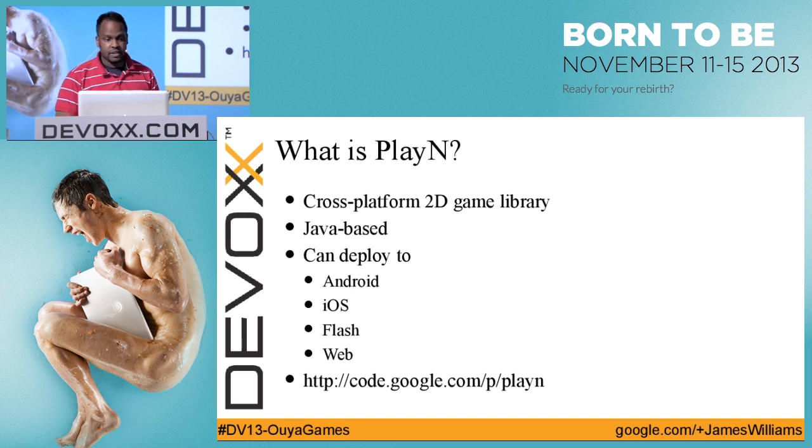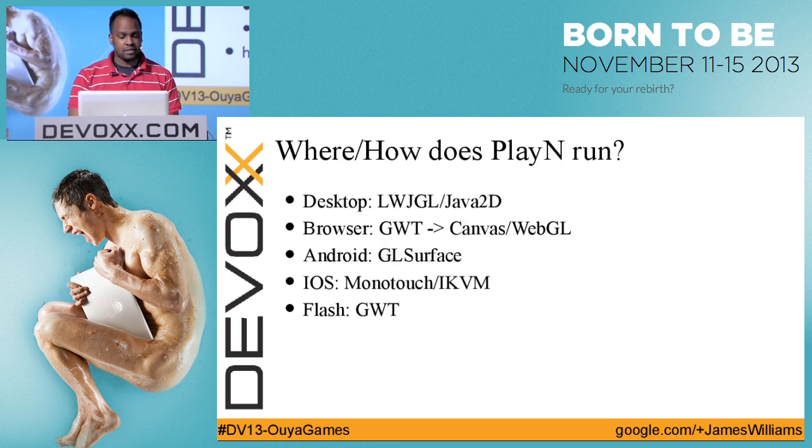So PlayN is a 2D game library. It is Java-based. It can deploy to Android, to iOS, to Flash, to the web, and because it deploys to Android, it can also deploy to Ouya. And you can check it out at code.google.com/p/playn.